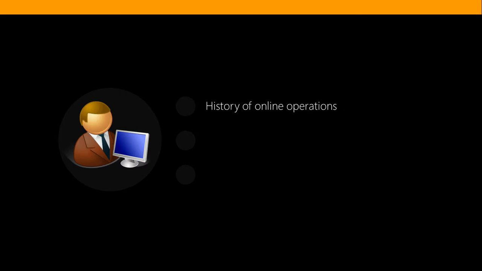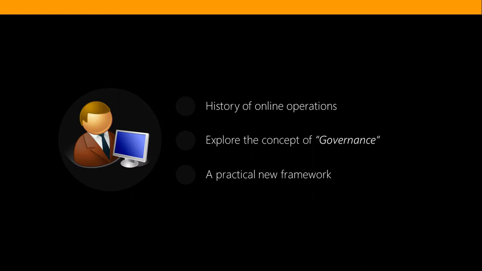First, we'll go over a little of the history of this subject in order to understand why operations are now so critical to online success. Second, we'll delve into the concept of governance, upon which so much of web and product management is built, to find out exactly what it means and identify all the elements that come within its remit. And finally, I'll introduce a practical new framework you can use to plan a more stable system of control.